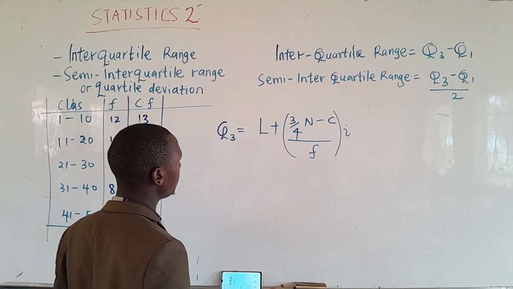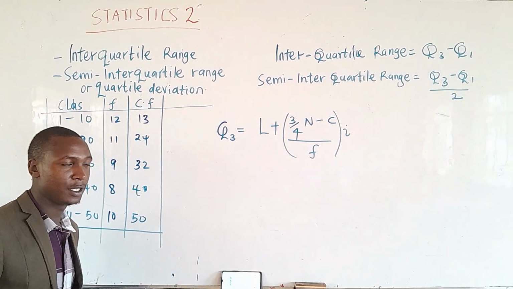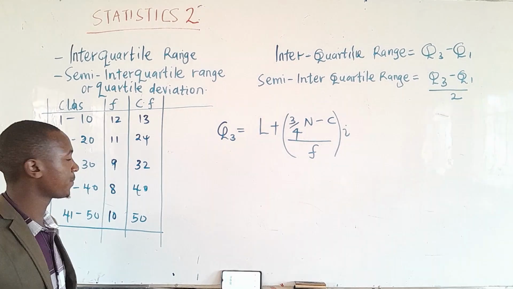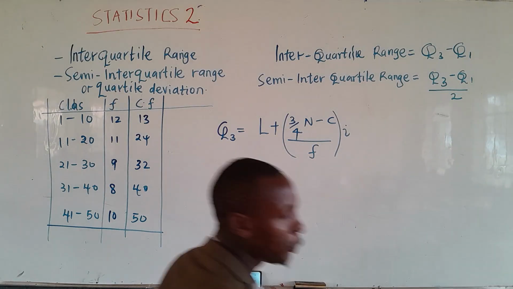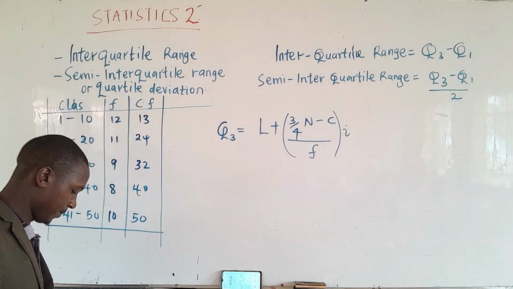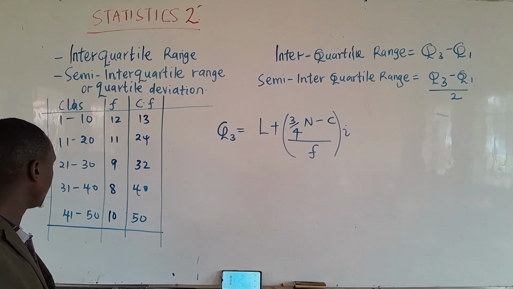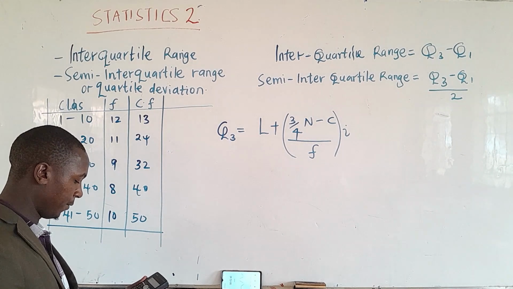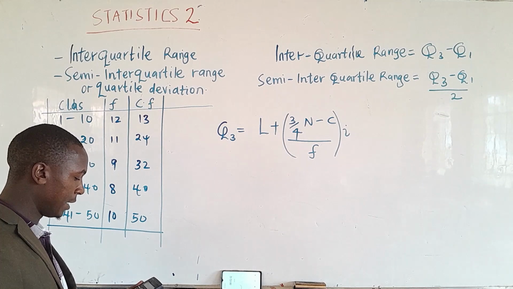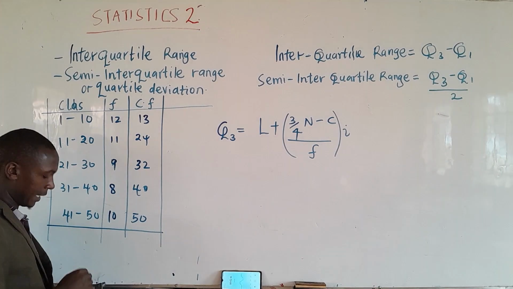Okay, so we need to identify the upper quartile, Q3 class. Let me grab my calculator here. For you to identify the class that you're going to use as Q3, you take the total frequency, which in this case is 50. 50 divided by 4, multiplied by 3, is 37.5. So I'm going to test the cumulative frequencies here.